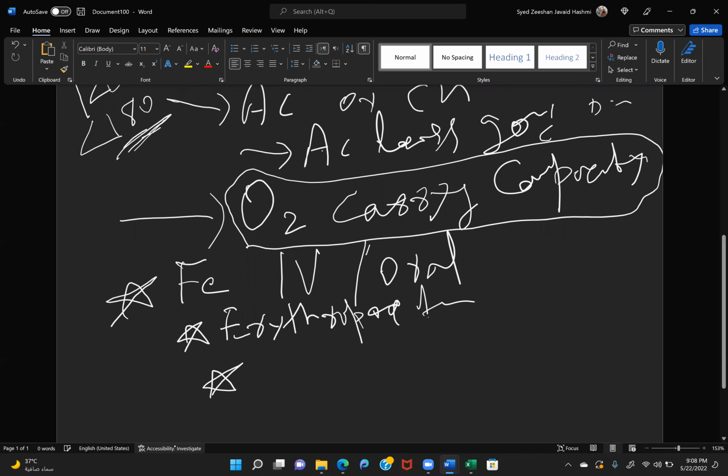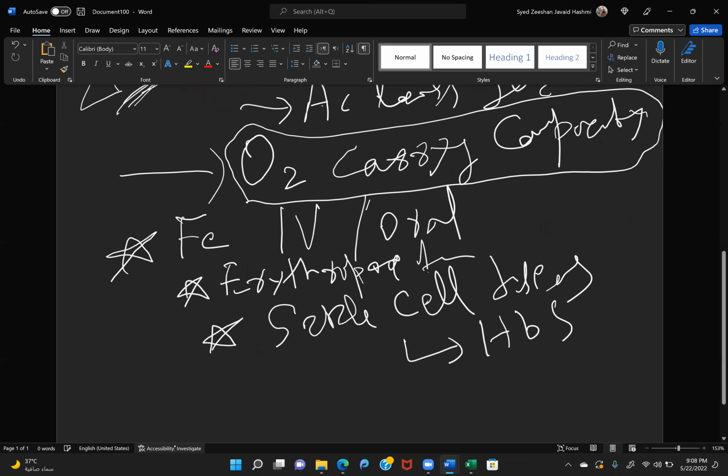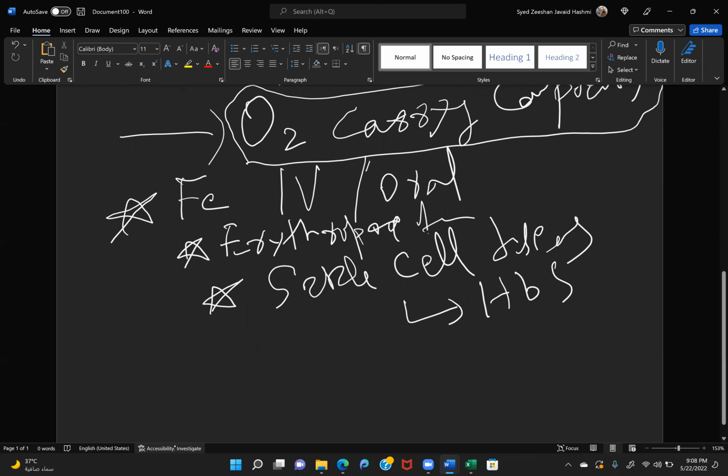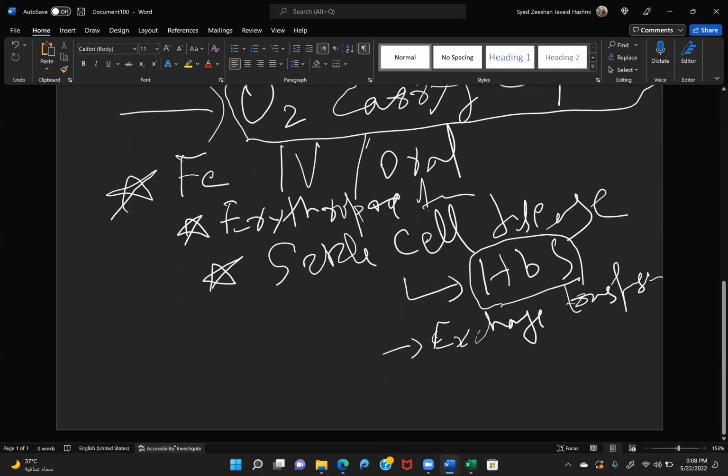What else? What about sickle cell disease? What will you be doing in sickle cell disease? You have to investigate the hemoglobin S percentage. If it is too high, then you may need exchange transfusion. I think, sir, it should be less than 30%. Yes, hemoglobin S should be less than 30%. I cannot confirm the levels, but I think it should be less than 30%.